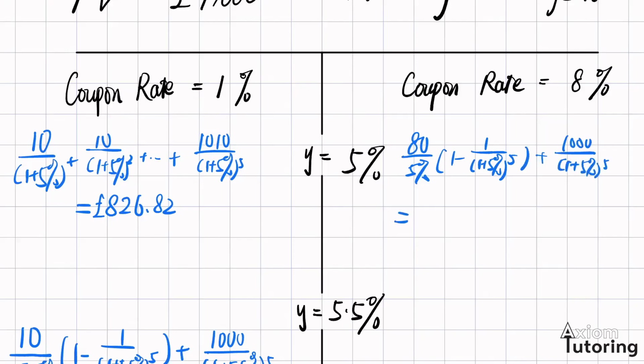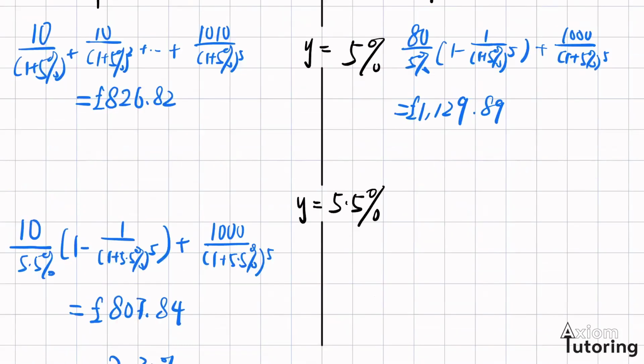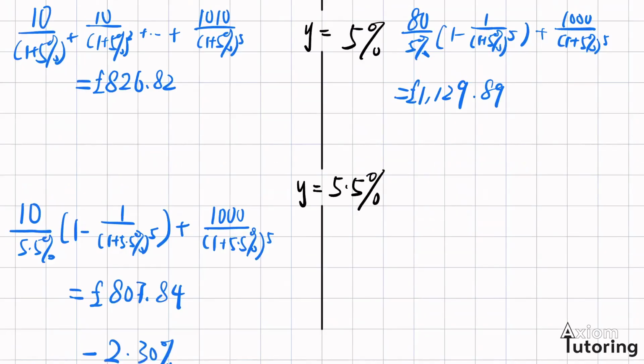And this should give you a price that is higher than the face value because the coupon rate is higher than your yield to maturity, and that gives you the signal that this bond is going to be priced at a premium. So if you do the calculations here, you should get £1,129.89.